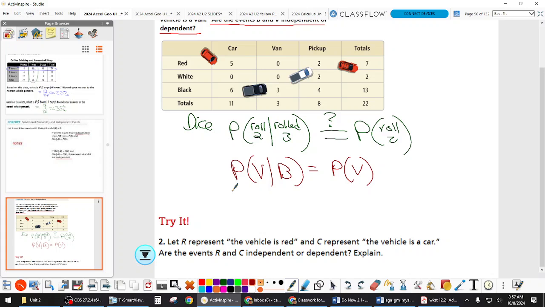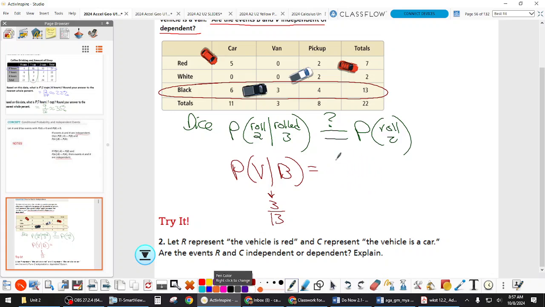Given that it's black, what's the probability of a van? We're here. What's the probability of being a van in that category? 3 out of 13. What's the probability of being a van overall? 3 out of 23. So take all of the vans, which was 3, out of the total 22. So what do you think? Are those independent? No.